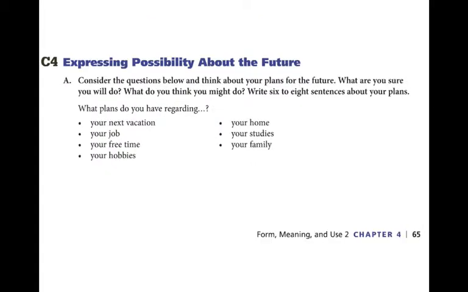Exercise C4, expressing possibility about the future. A. Consider the question below and think about your plans for the future. What are you sure you will do? What do you think you might do? Write 6 to 8 sentences about your plans. What plans do you have regarding your next vacation, your job, your free time, your hobbies, your home, your studies, your family? Practice writing sentences expressing possibility with modals about the future.